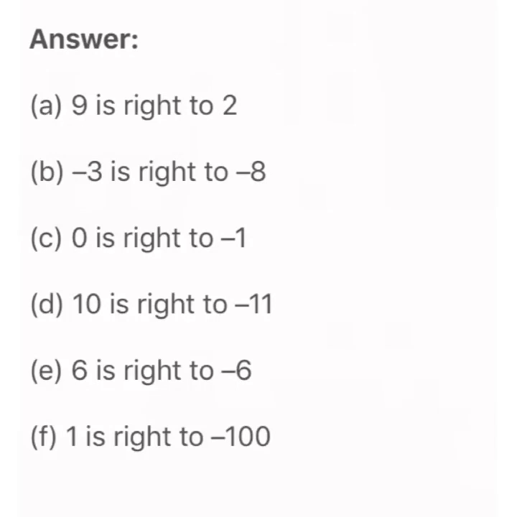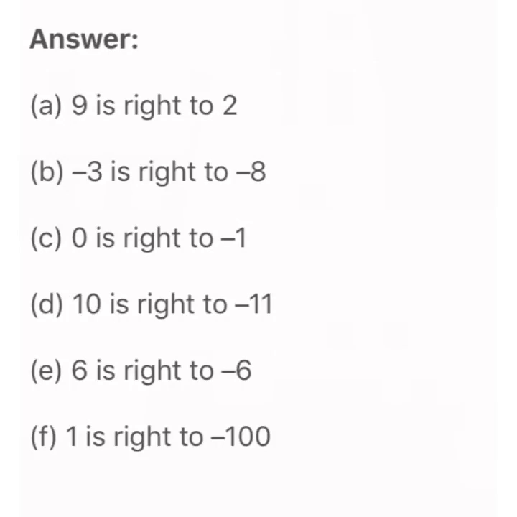Now the second one is minus 3 and minus 8. Both these integers lie to the left of origin, and minus 3 is right of minus 8. Then the next one is 0 and minus 1. So 0 is right of minus 1. Fourth one, minus 11 and 10. In this case, 10 lies to the right of origin and minus 11 lies to the left of origin. So 10 is right of minus 11.